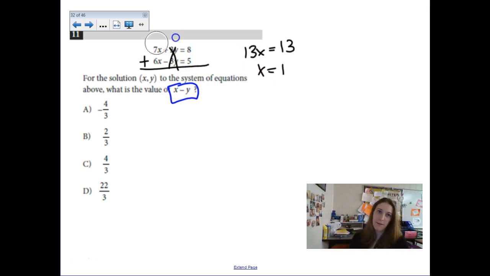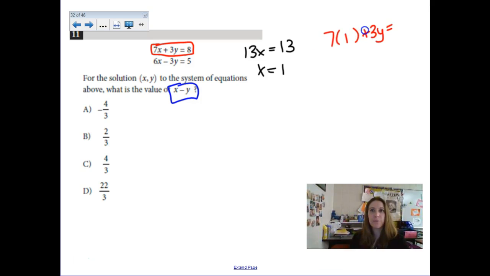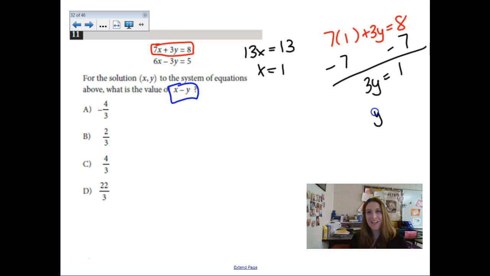Now you got to go back to your favorite equation. If x equals 1, I think I like this top equation the best. That means I'm going to plug in a 1 for x, and I can solve for y. So this is 7, right? So we're going to subtract 7 from both sides, and you get 3y equals 1. So y equals 1/3. Oh man, they got to ruin it by giving me a fraction.